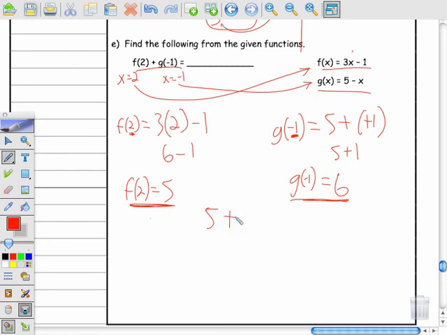Now, let's look back over here. It says f of 2 plus g of -1. Well, f of 2 we said was 5, plus g of -1 we said was 6. So 5 plus 6, the answer to this problem would be 11. Okay, those are the notes.